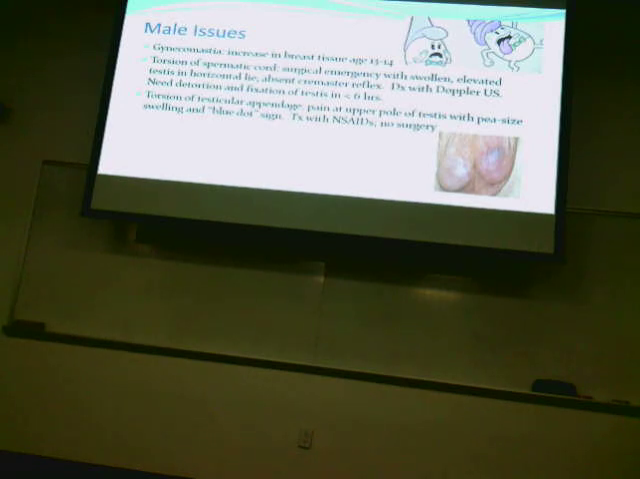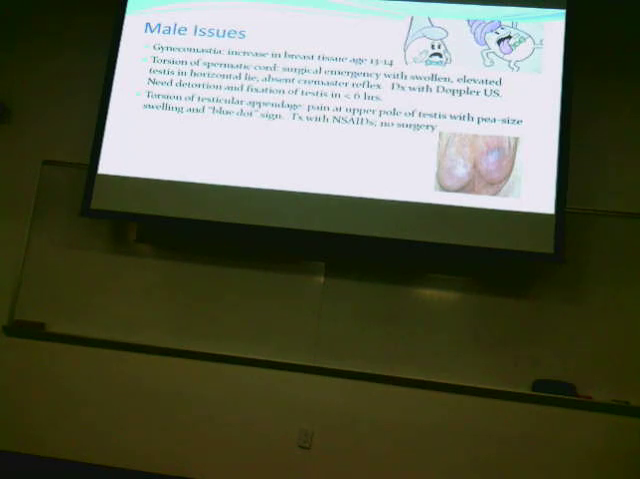Okay, now we get into the guy problems. So guys can have some breast tissue, and so gynecomastia is pretty common around age 13 and 14. There's really nothing to do about this, and it should resolve on its own.